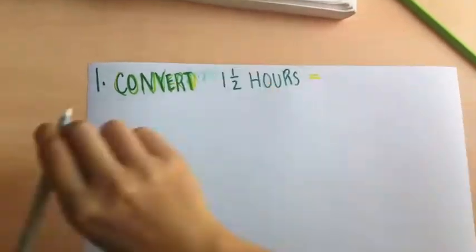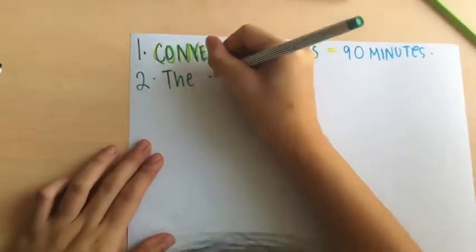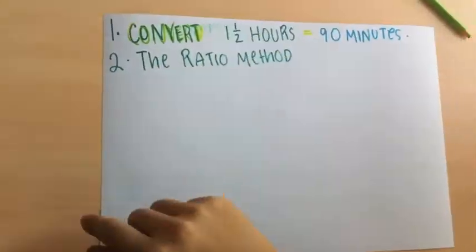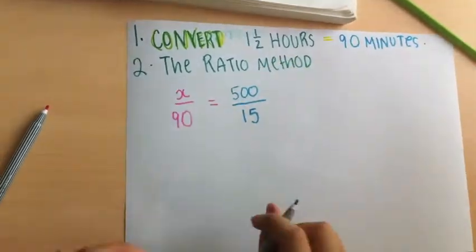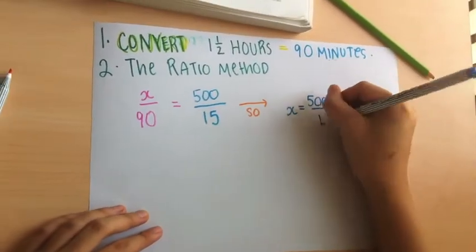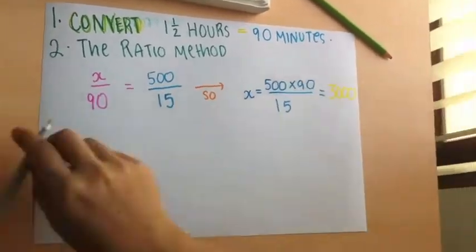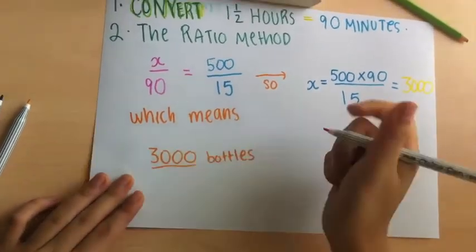First you need to convert. So 1.5 hours equals 90 minutes. Now the ratio method. So x over 90 equals 500 over 15. So x equals 500 times 90 over 15, which equals 3,000.